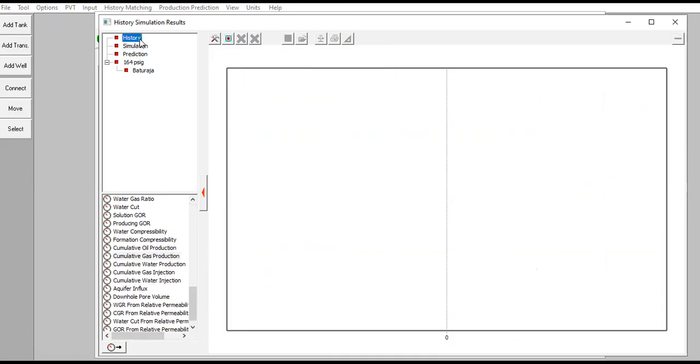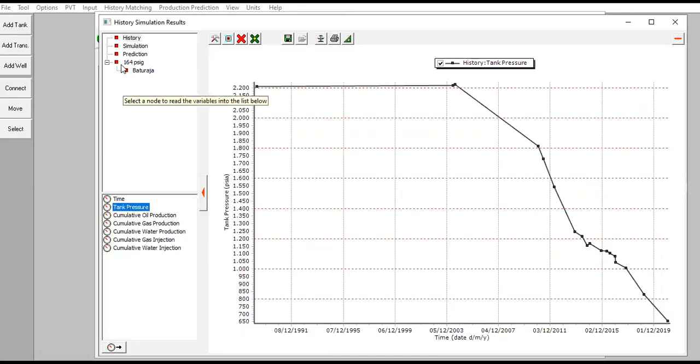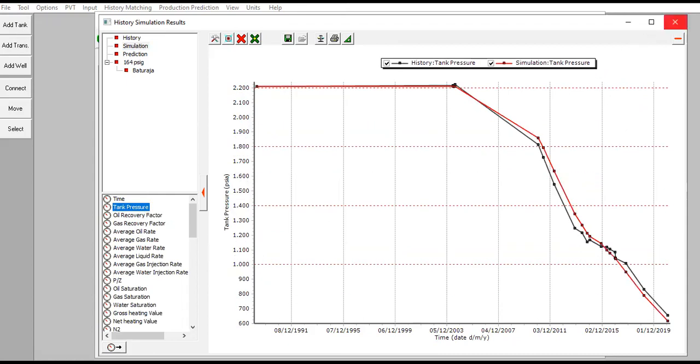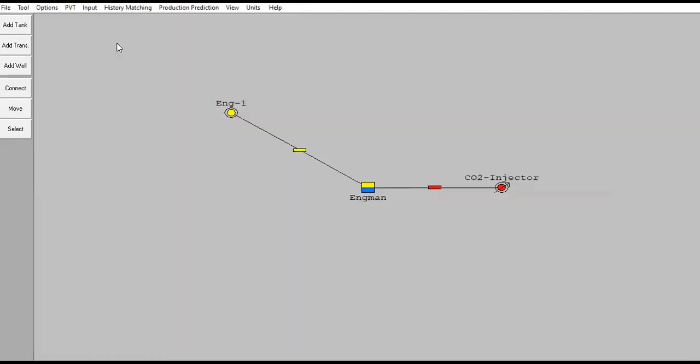I will go back to tank pressure. Okay, I will close. Okay, so you see the matching, the simulation is very good, I think. So we can use the model for production forecasting, all right?